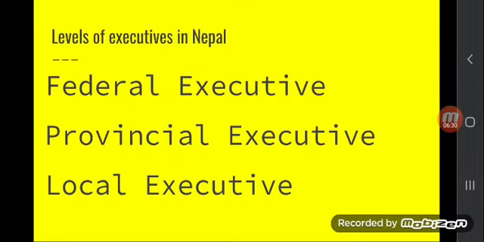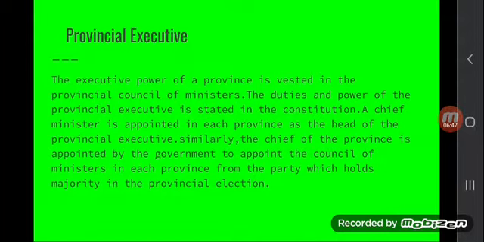So levels of executive in Nepal, I have already told you, Nepal is a federal democratic republican country. So there are 3 levels of government, there are 3 levels of executives. Federal executive, provincial executive, local executive, as I have already told you. So now let's talk about provincial executive.